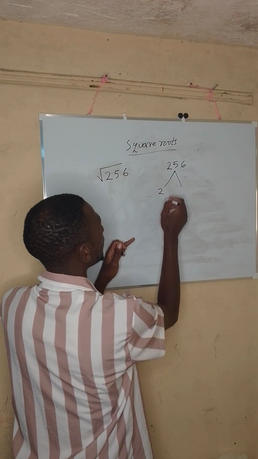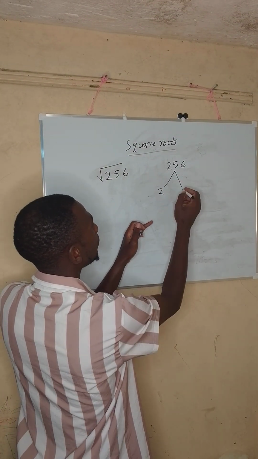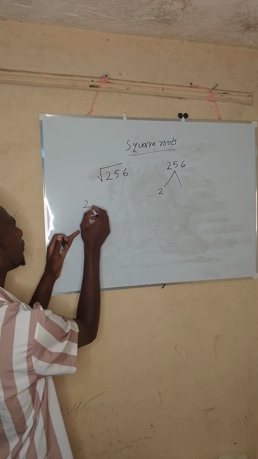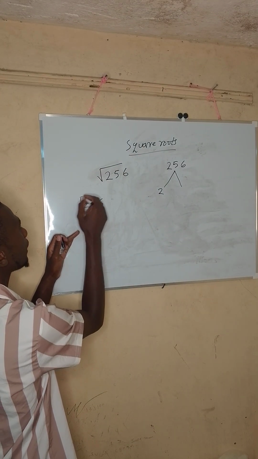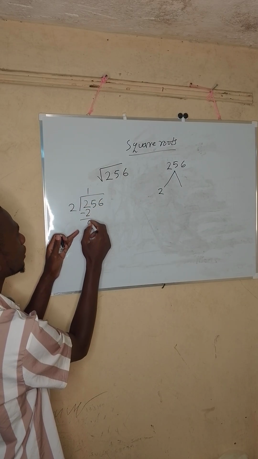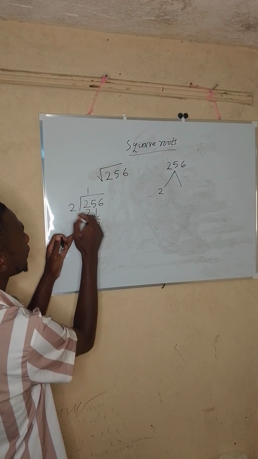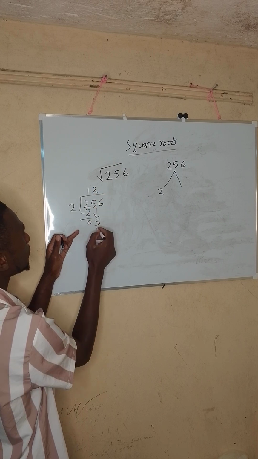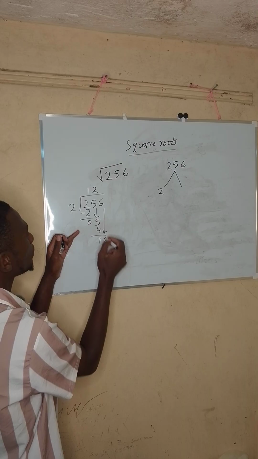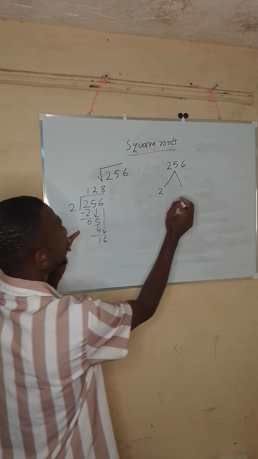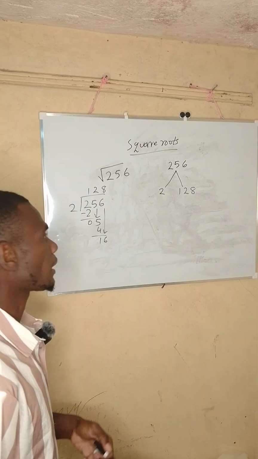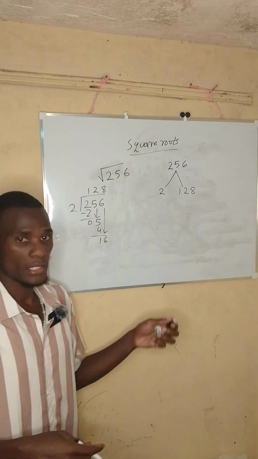If you divide this by 2, 256 divided by 2, you will have 1, bring 1 down, 0, 5, 2 goes into 5 2 times, which is 4, remainder 1, bring that, 2 goes into 16, 8. So you'll have 128. First step.